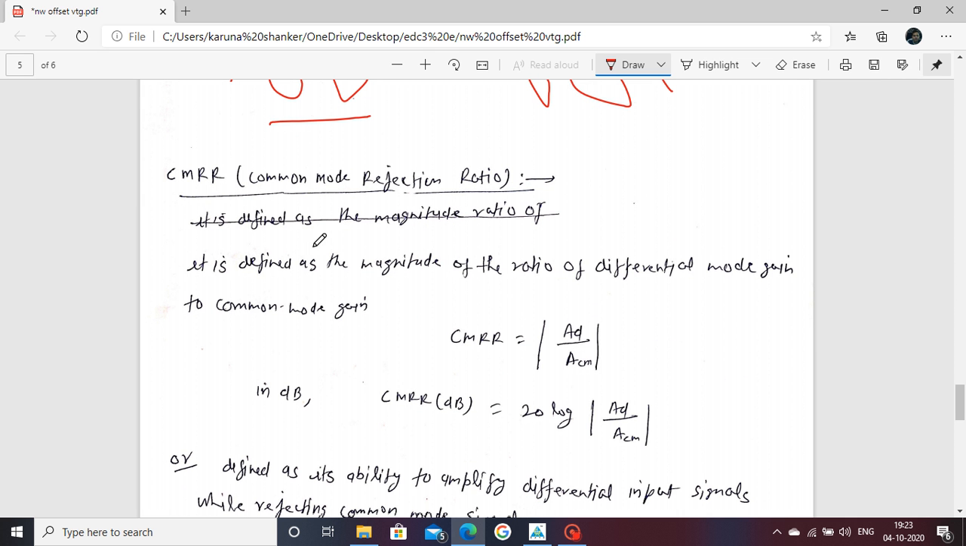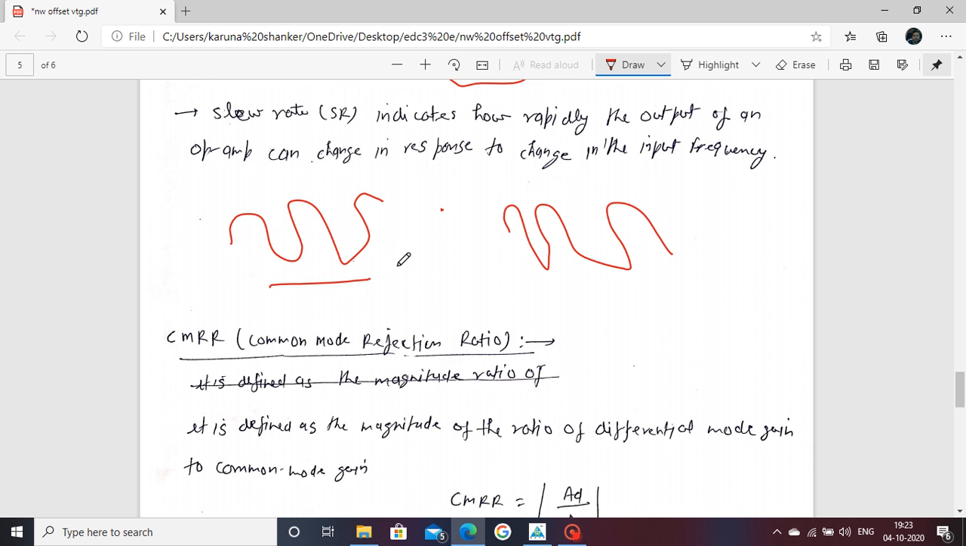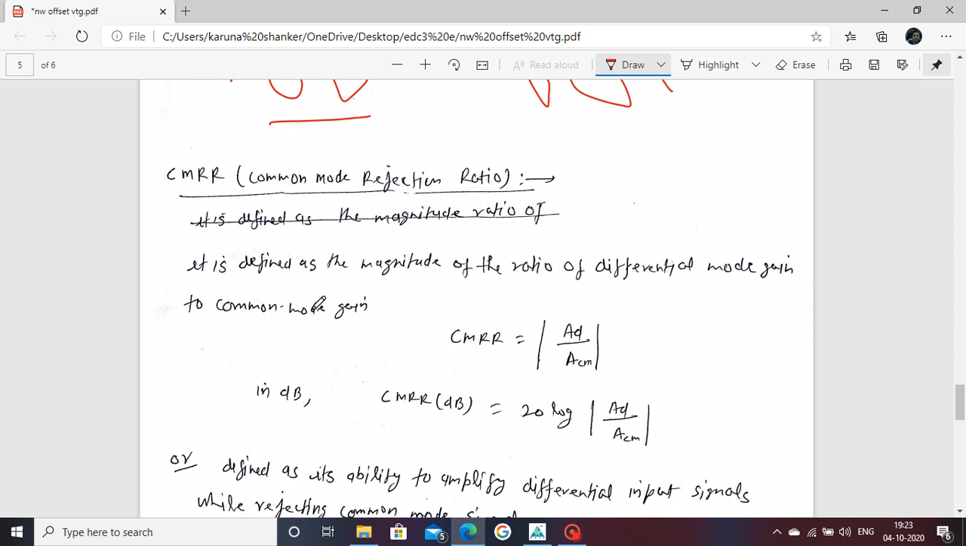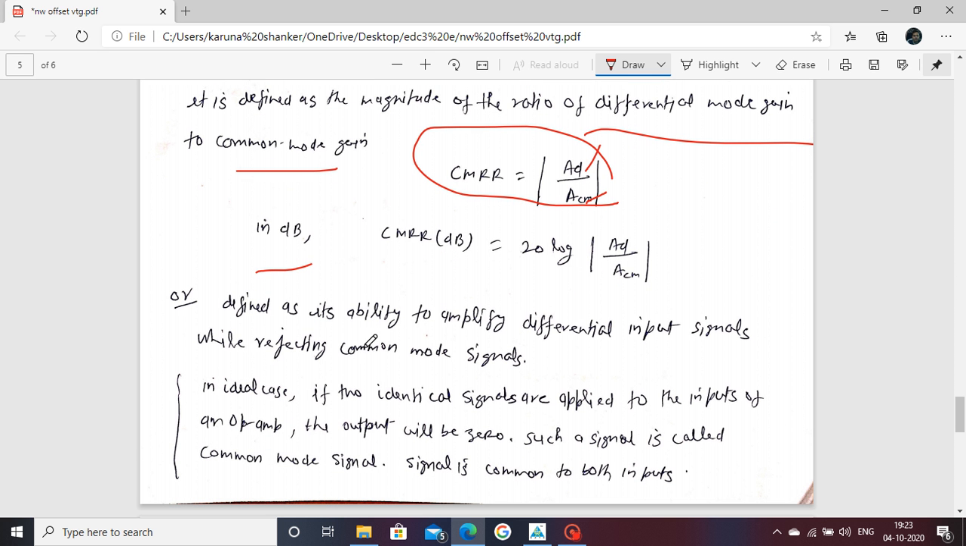Now next we go to CMRR, common mode rejection ratio, which is a very important parameter. These are the slew rate and the common mode rejection ratio. It is defined as the magnitude of the ratio of differential mode gain to common mode gain. This ratio is called CMRR. In dB, it is 20 log of the magnitude of AD upon ACM. It is defined as the ability to amplify the difference of the input signals while rejecting the common mode signal.